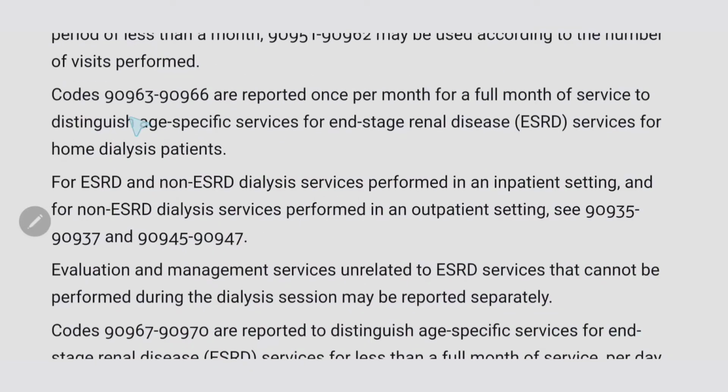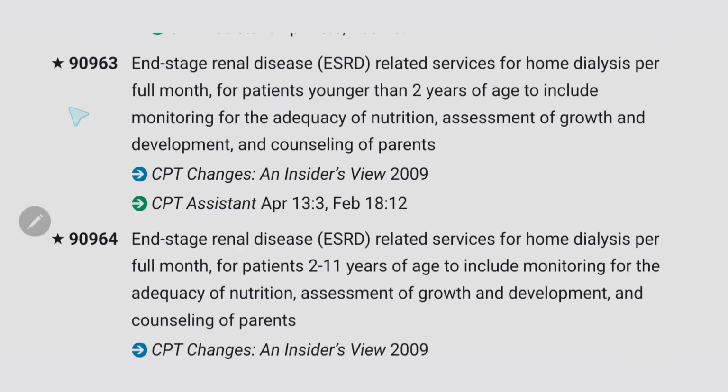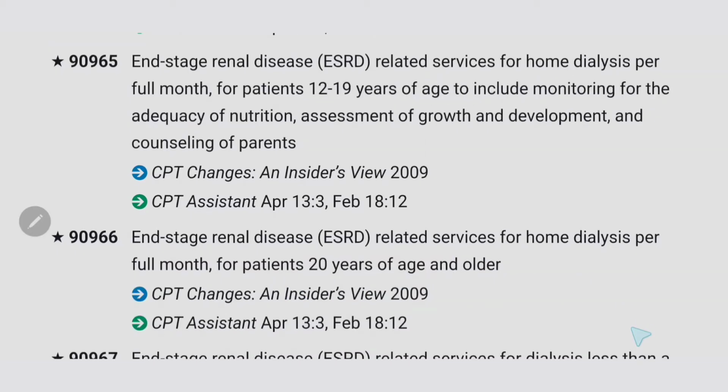Next, we have the guideline for the code range 90963 to 90966. So these codes are reported once per month for a full month of service age-specific services for ESRD service for home dialysis patients. That is for the code range 90963 to 90966. Check the codes. 90963 is for ESRD service home dialysis per full month for patients younger than 2 years of age. Then 90964 for patients 2 to 11 years of age. Then 90965 for patients 12 to 19 years of age home dialysis. Then 90966 for ESRD service home dialysis per full month for patients 20 years of age or older.